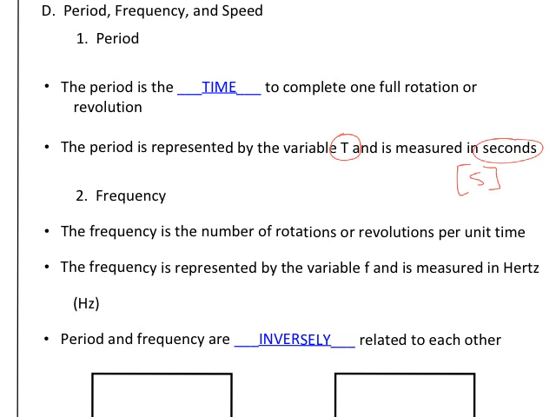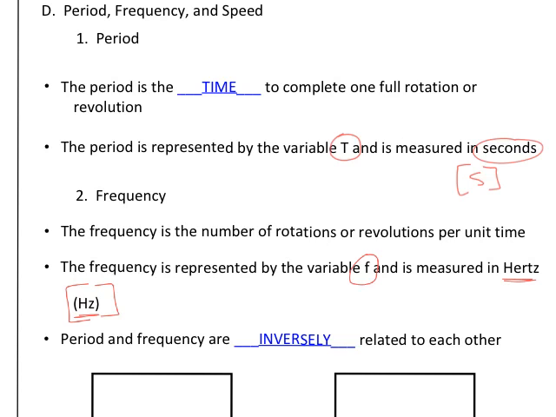The next thing is called frequency, and this would be something that's probably new to you. The frequency is the number of rotations or revolutions per unit time. You can think of it as the opposite of the period. Instead of the time measured for one rotation, it would be the number of rotations in a particular amount of time, and that time is still going to be in seconds. The frequency is represented by the variable lowercase f, and it's measured in what we call hertz, which would be Hz for the abbreviation.